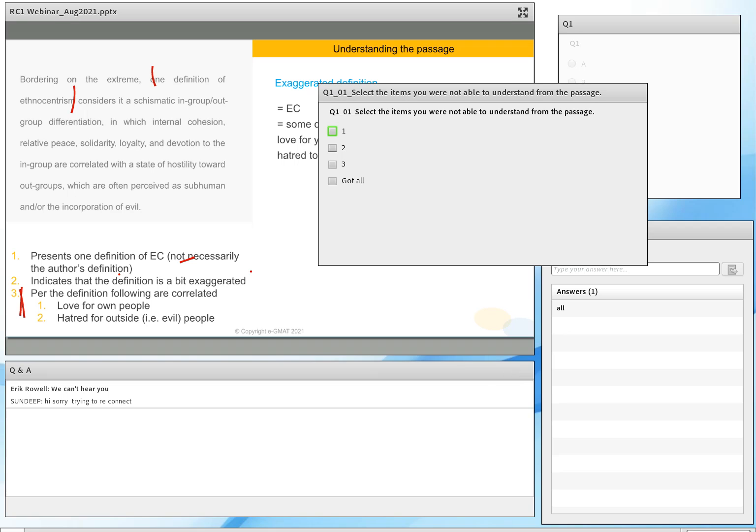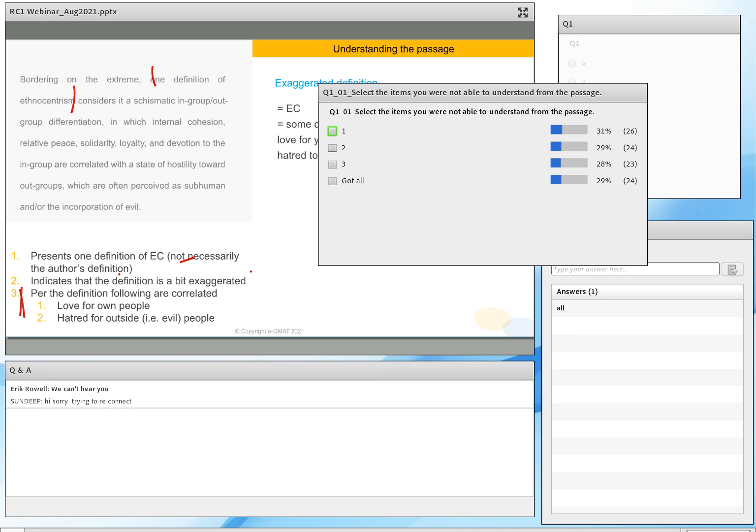If you missed out on one, that means you did not focus on that one definition and understand what that meant. If you missed out on 2, you did not focus on bordering on the extreme. If you missed out on 3, you were not able to summarize that. You got lost in that long, complicated text and you did not properly summarize that. It's as simple as that.